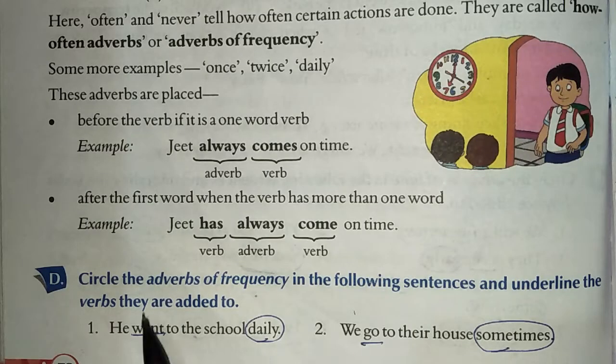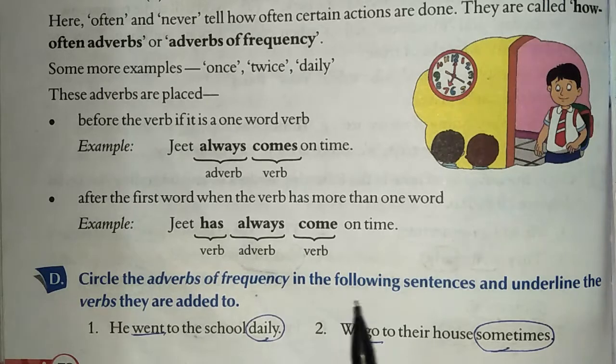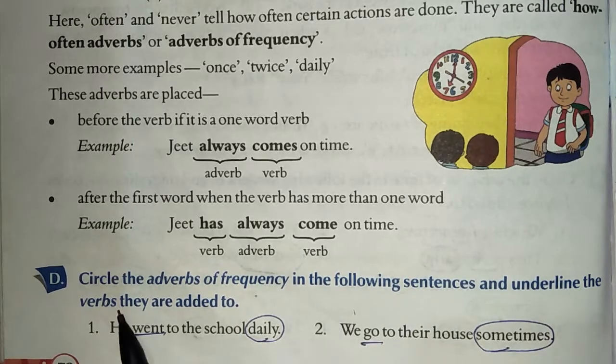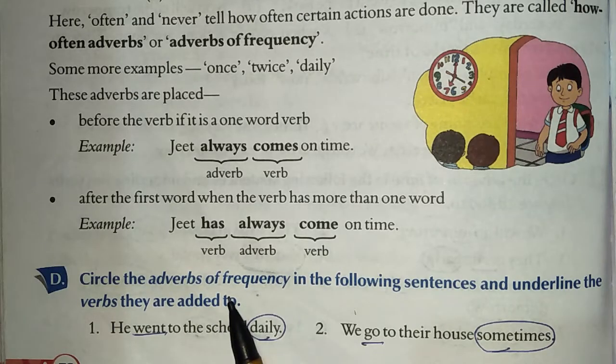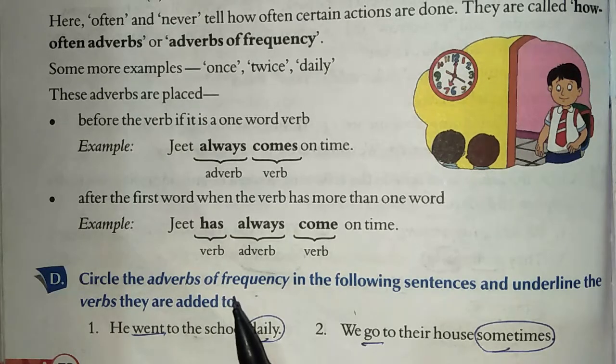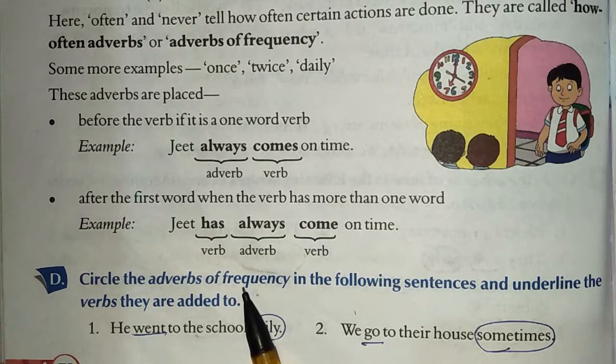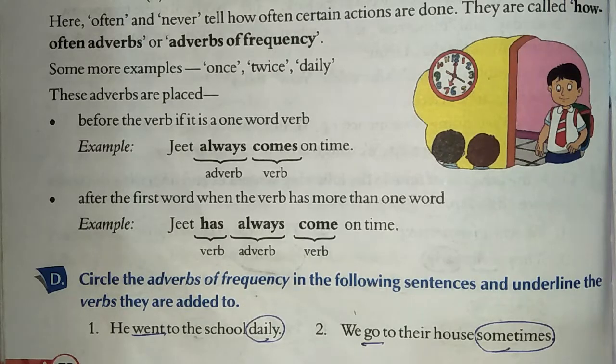Now question number D is circle the adverbs of frequency in the following sentences and underline the verbs they are added to. Now in this exercise you have to circle the adverb of frequency. Adverbs of frequency tell us how often certain actions are done or happen. Means adverb of frequency gives us the answer of how often. कोई एक्शन हमारा कितनी बार होता है, कब होता है. So you have to circle them and underline the verbs they are added to. Means जिसको वो qualify कर रहे हैं उसको आपको underline करना है.